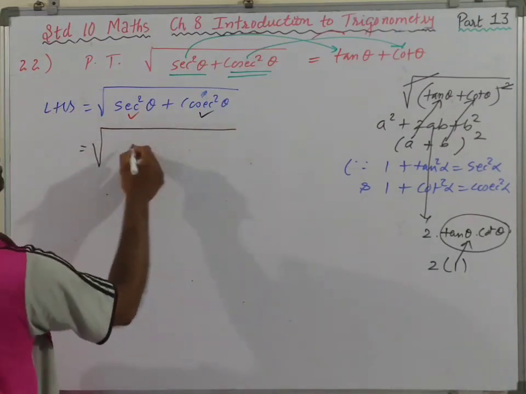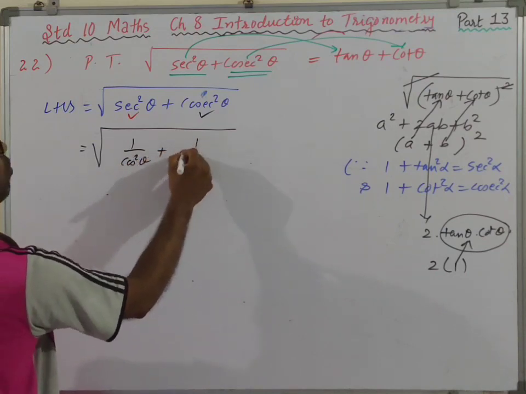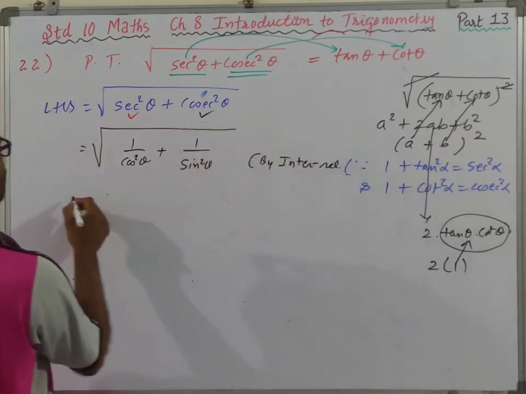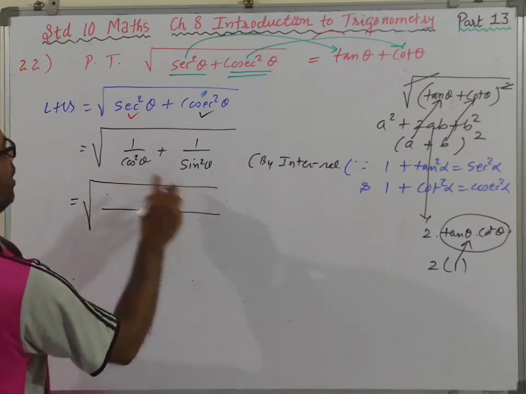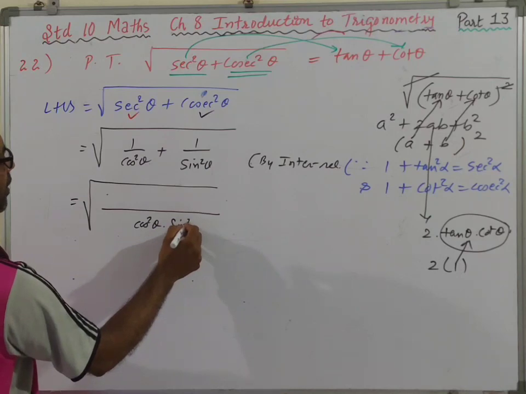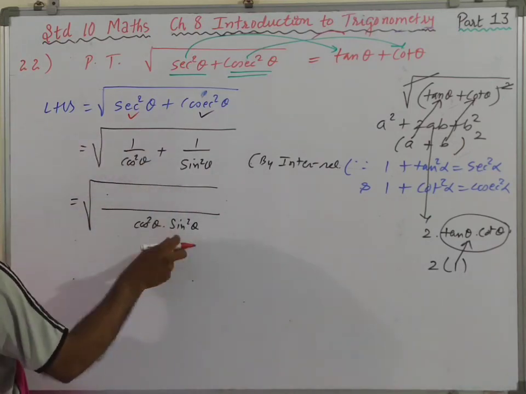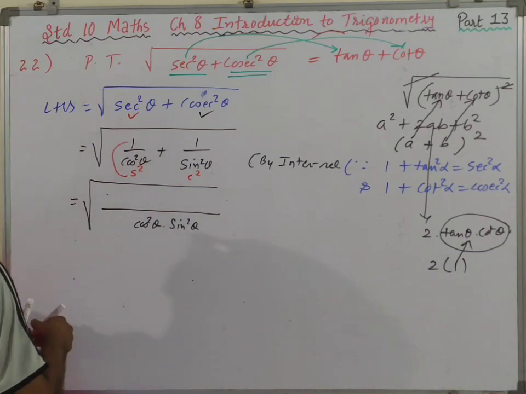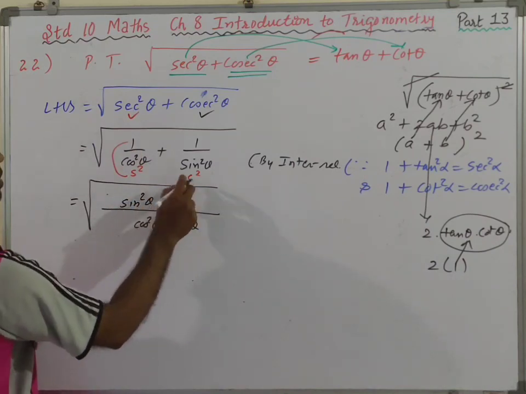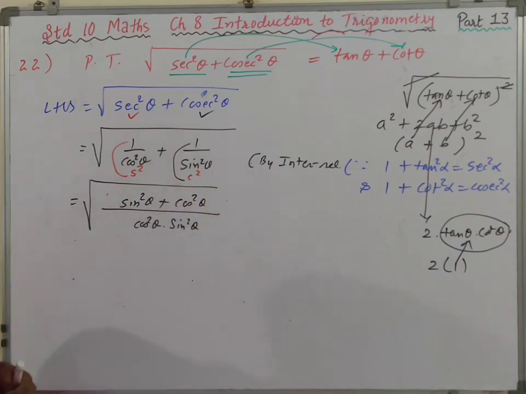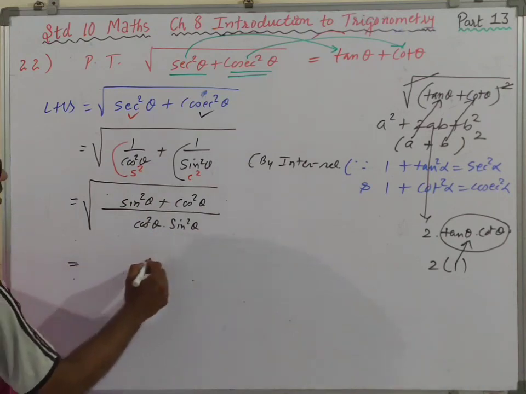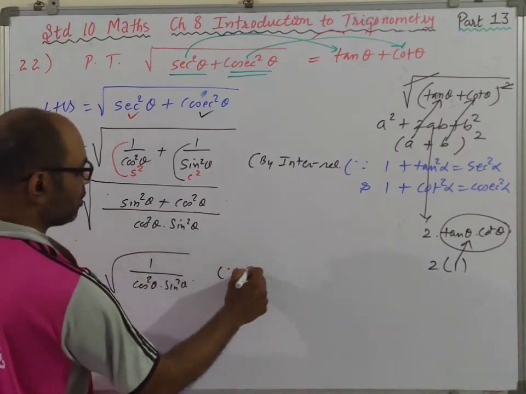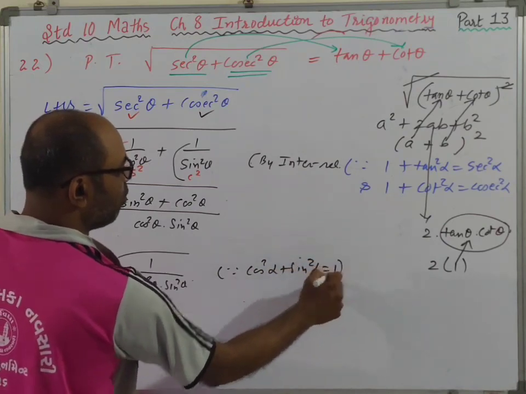Now this is square root of 1 upon cos square theta plus 1 upon sin square theta. By interrelationship, the square root remains and take the LCM, cos square theta into sin square theta. See, cos square is there in the first product, so sin square is missing. Here sin square is there, so cos square is missing. Correct? Sin square into 1, that is sin square theta, plus cos square into 1, that is cos square theta. Children, sin square plus cos square is 1, upon cos square theta into sin square theta. The square root remains because cos square alpha plus sin square alpha is equal to 1.